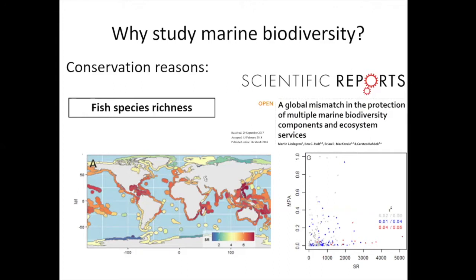Here's a graph that shows that. On the x-axis down here, we've got the species richness, the number of species in one of those areas. And then on the y-axis here, we've got the amount of protected areas in that particular zone, if you want to call it a zone. And there was no relationship there as well.